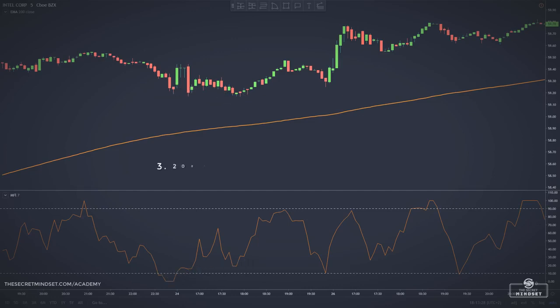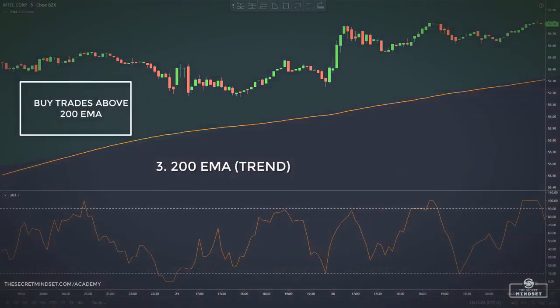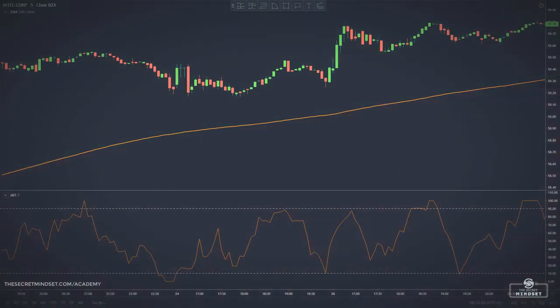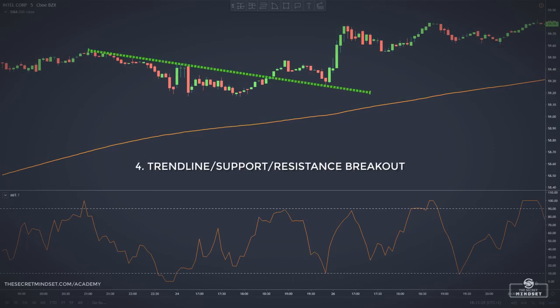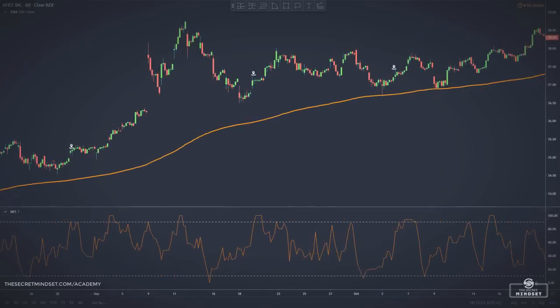I prefer to identify the main trend with a 200-period exponential moving average, and I only take signals in the direction of the 200 EMA. If the price is trading below the 200 EMA, I plan to take only short signals. If the price is trading above it, I take only long signals. Then I search for entries once the price breaks through a recent support or resistance level, a trend line, or a channel. As we can observe in this AT&T example, this method offers several valid entries for buy positions as all our conditions were met.